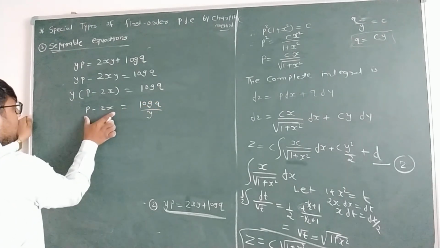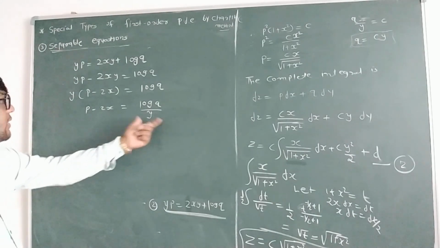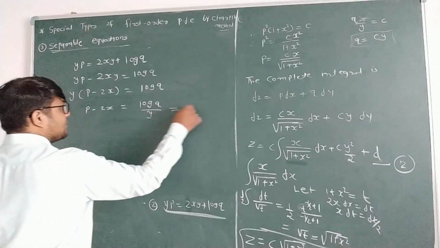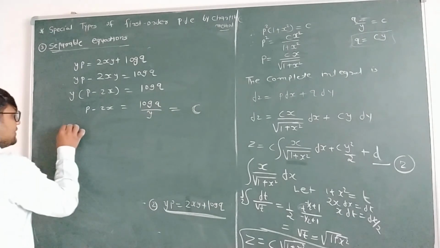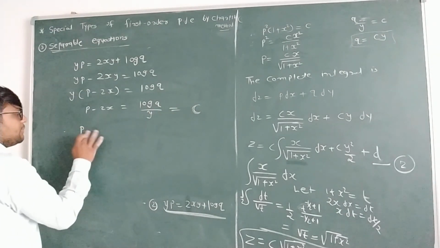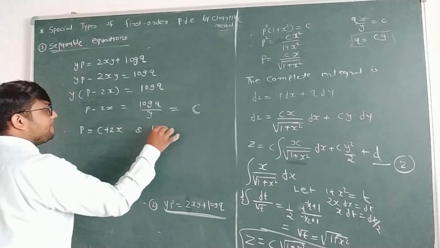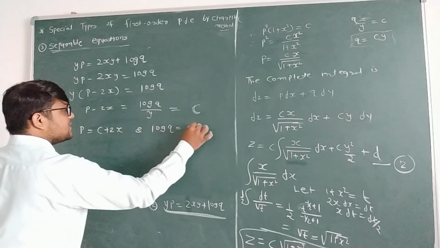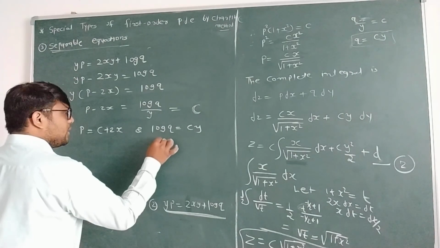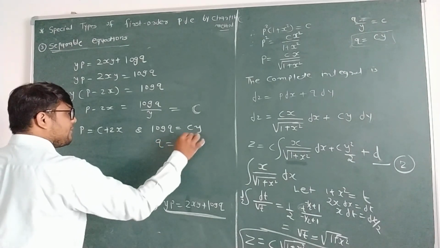So this is a function of p and x, and this is a function of q and y. So take this equal to some constant c. Therefore p equals c plus 2x, and log q equals cy. So q equals e to the power cy.